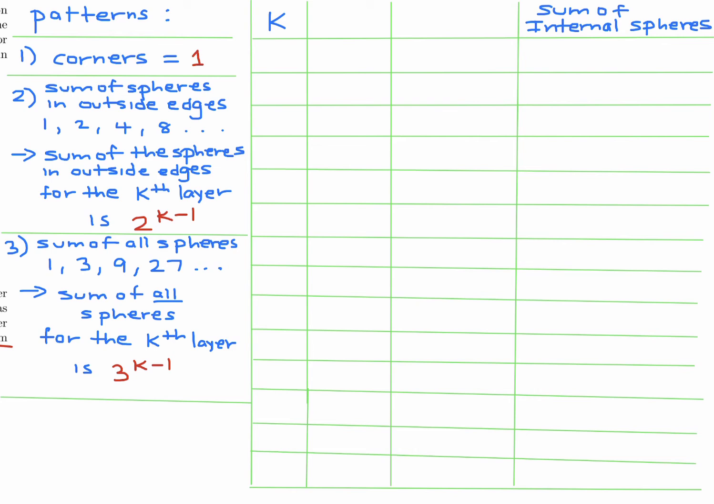This column will be the sum of all the spheres, and this is 3 to the power of k minus 1. Remember, the sum of all the spheres that are in that layer. This one is important. This is the sum of just the outside edges. Now, what's the formula for that?